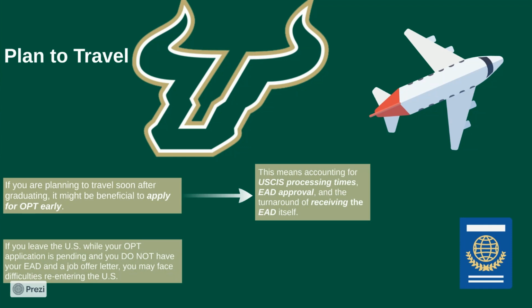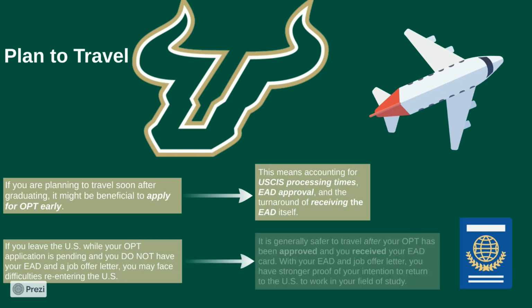If you leave the U.S. while your OPT application is pending, and you do not have your EAD and a job offer letter, you may face difficulties re-entering the U.S. It is generally safer to travel after your OPT has been approved, and you have received your EAD card with your EAD and a job offer. You have stronger proof of your intention to return to the U.S. to work in your field of study.